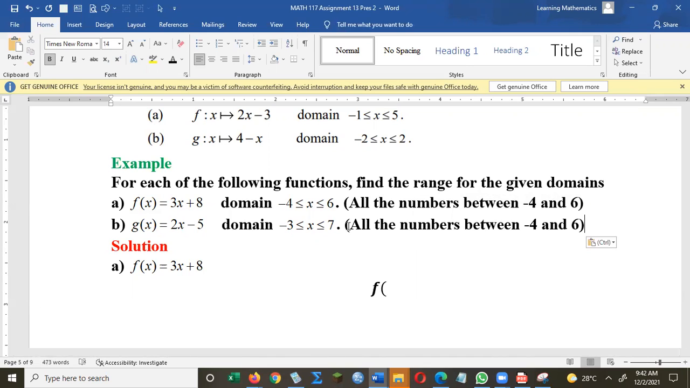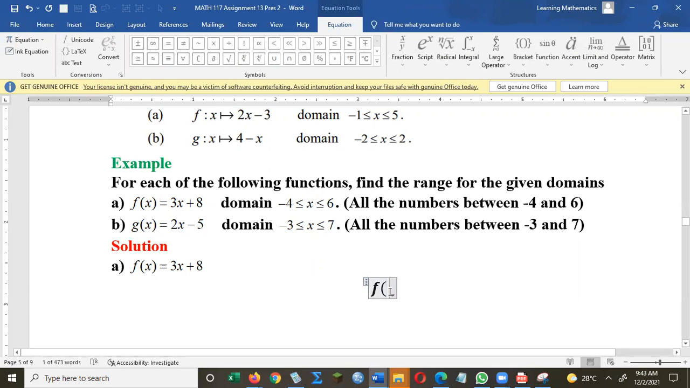If they wanted to list it, you can remember it was saying to list it, but here we don't have to list it. This is saying all the numbers between -3 and 7. So you don't have to list it, trust me. All you do, you take -4, you put it into the place of x, you find what is f of -4.